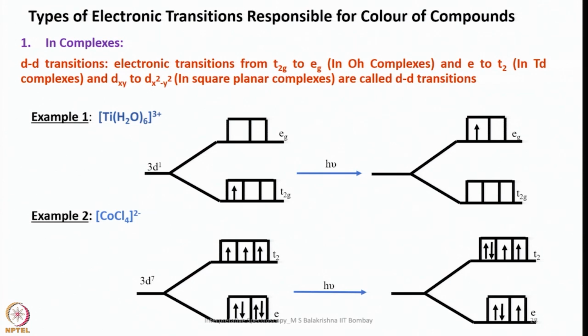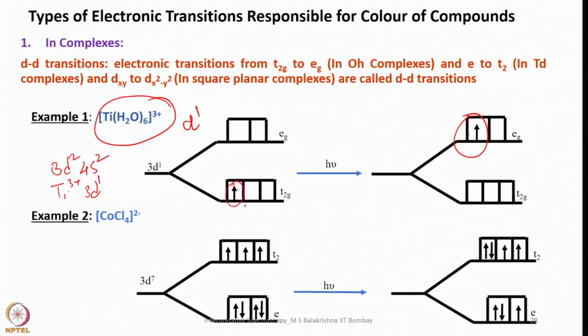A typical example is shown here. If you look into hexaaqua titanium(III), a d1 system, initially it is 3d2 4s2. We have removed 3 electrons because the titanium is in 3+, so it would be a 3d1 system. In this, one electron is placed in t2g. This electron would be promoted to eg. This we call an electronic transition, and you should remember it is going like this.